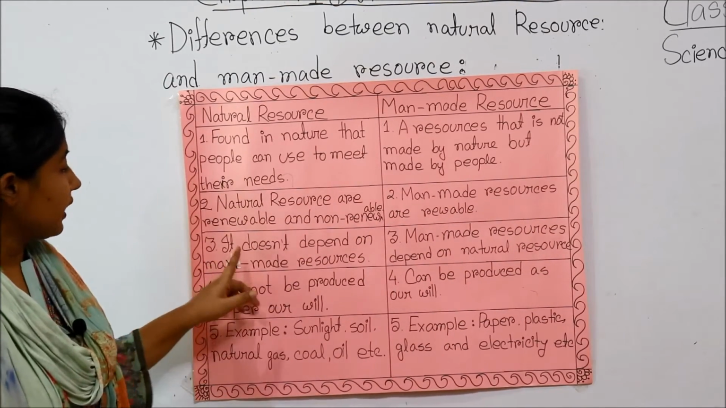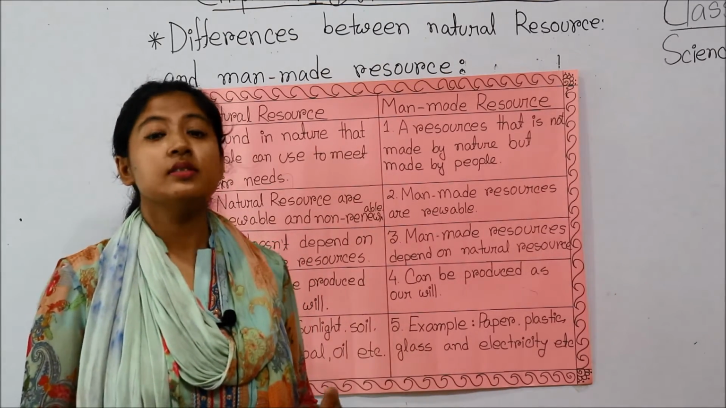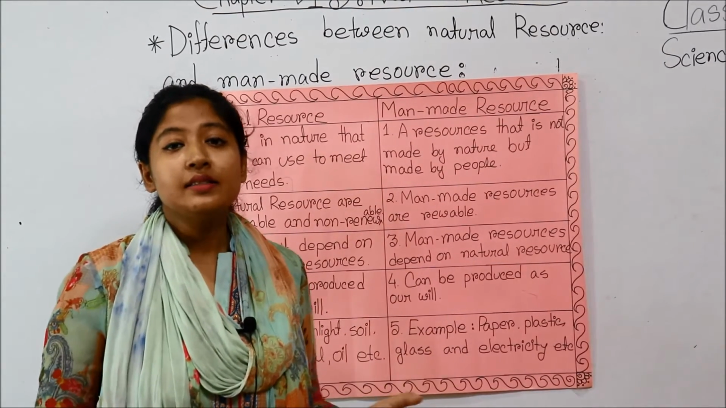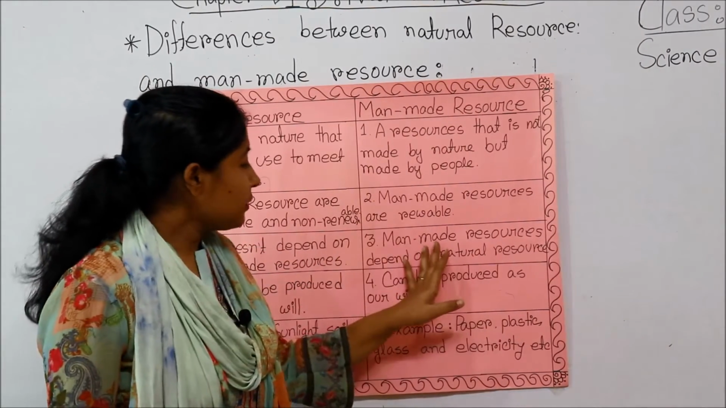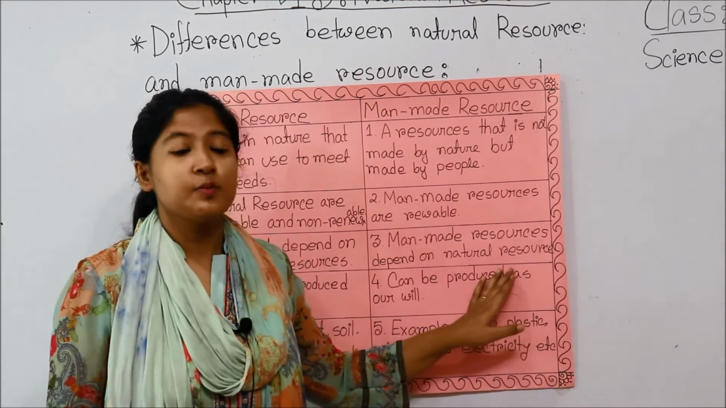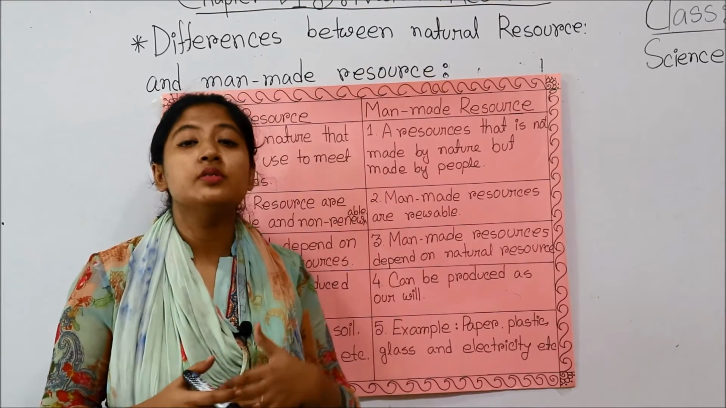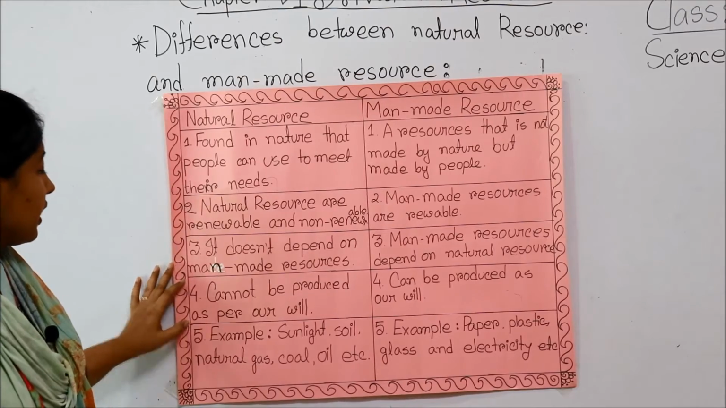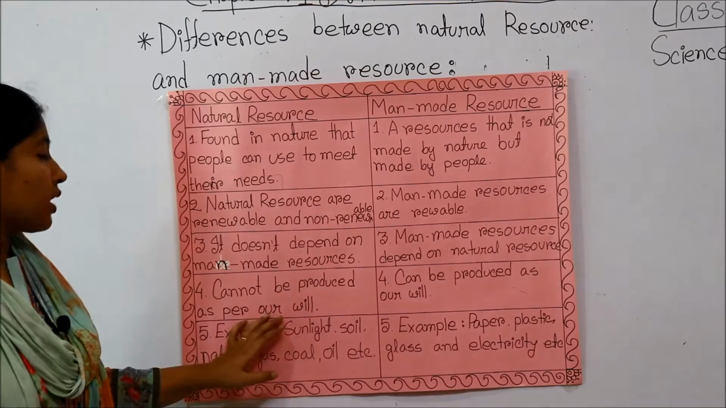Number three is that natural resources don't depend on man. Natural resources such as sunlight or wind don't depend on man. And man-made resources, obviously they always depend on natural resources, because we collect natural resources and we artificially produce different things from natural resources.